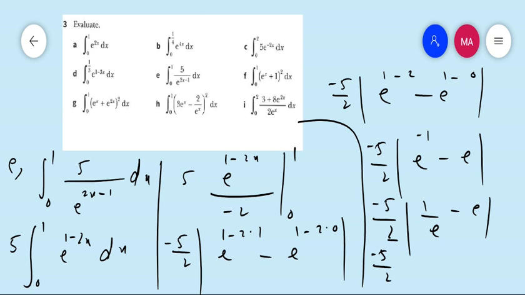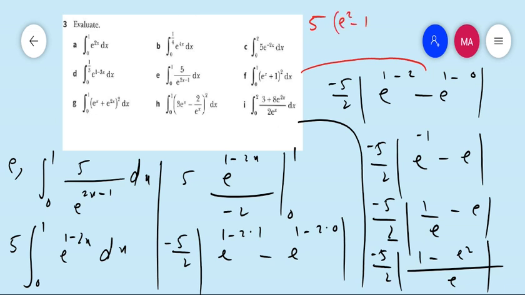So minus 5 upon 2, take the LCM e, it will be 1 minus e square, or you may write the answer. If you multiply minus e by the bracket, it will be 5 e square minus 1 upon 2e. 5 into e square minus 1 upon 2e. This is the answer of part E. Move to part F.